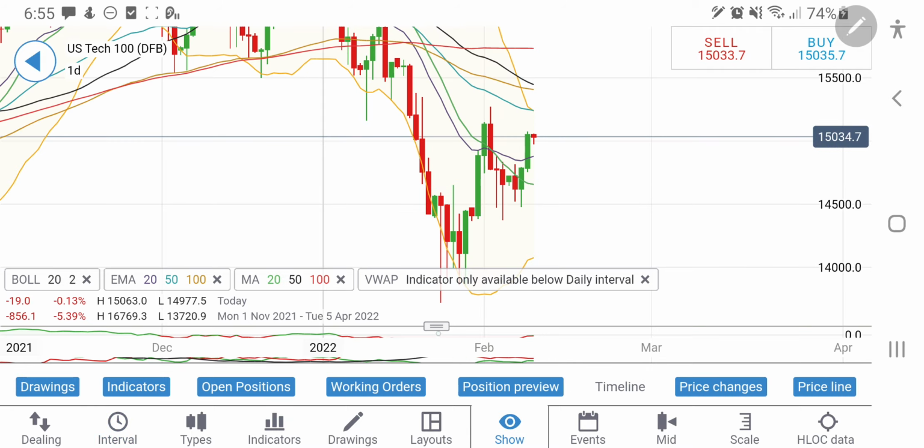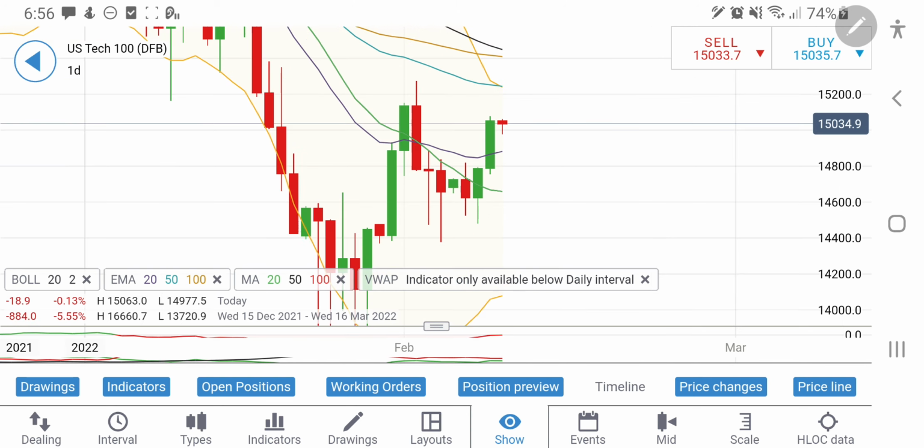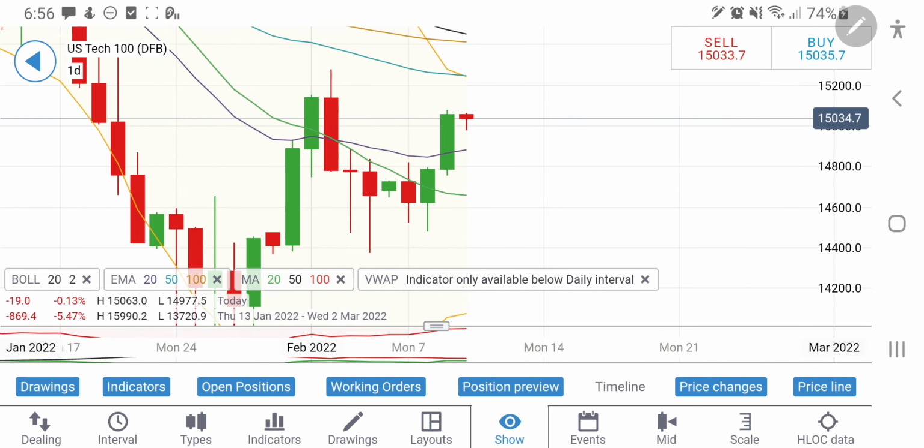Looking at the indicators here, you can see the 20 moving average giving it a support at around 14,650 levels, and the 50 moving average giving it a support at around 14,830, 840 levels. So any drop below 14,830, 840 might take it towards 14,600, 14,640 levels or so by tomorrow, if not today.